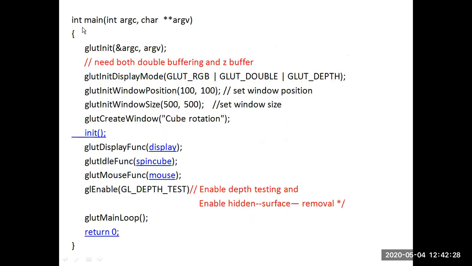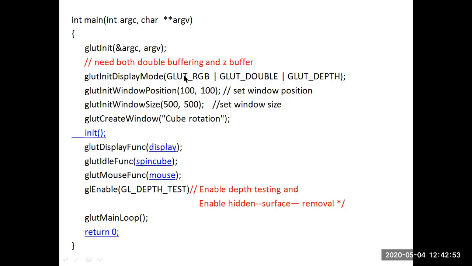Start with the main function. glutInit initializes the GLUT library. glutInitDisplayMode: we need to initialize the display mode for RGB color mode, and we need to set double buffer. Double buffer is set by calling the constant GLUT_DOUBLE, and we enable the Z buffer by the constant GLUT_DEPTH.